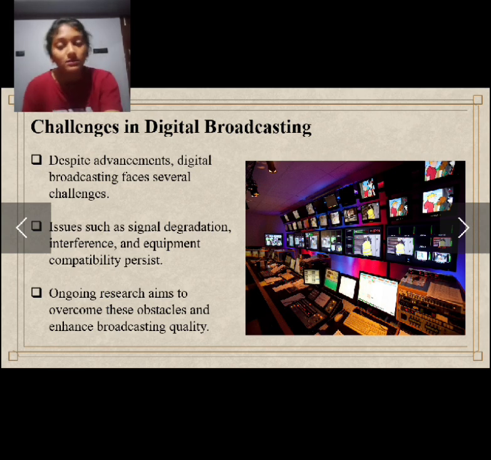The challenges in digital broadcasting. Despite advancements, digital broadcasting faces several challenges. Issues such as signal degradation, interference, and equipment compatibility persist. Ongoing research aims to overcome these obstacles and enhance broadcasting quality.